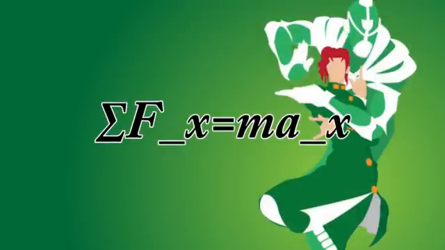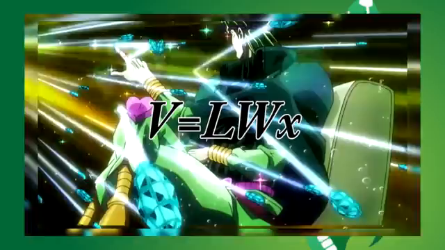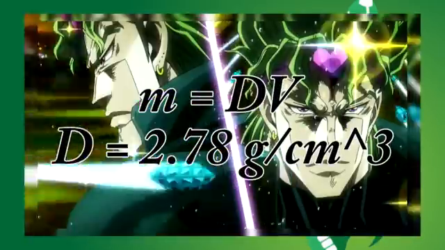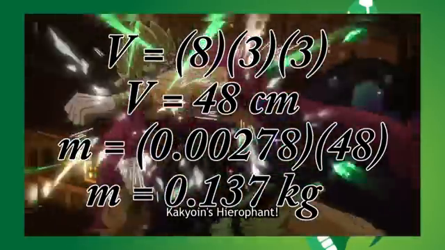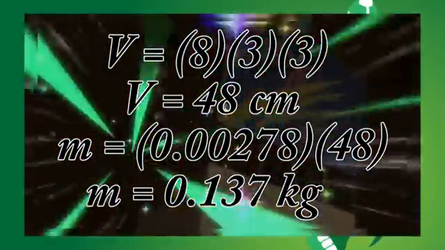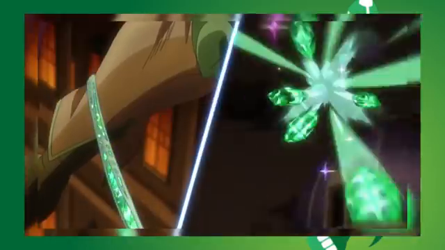We also know that the sum of all forces in the x direction is equal to the mass of an emerald times the acceleration along the x-axis. To determine the mass of an emerald, we can calculate it using the volume, which is length times width times depth, and then multiply it by the density, which is 2.78 grams per cubic centimeters. With a volume of 48 cubic centimeters, the mass of an emerald is 0.137 kilograms.